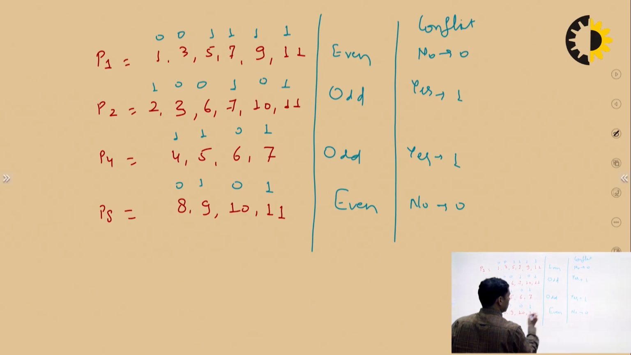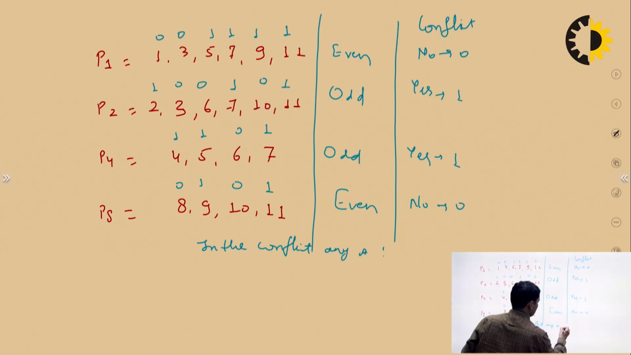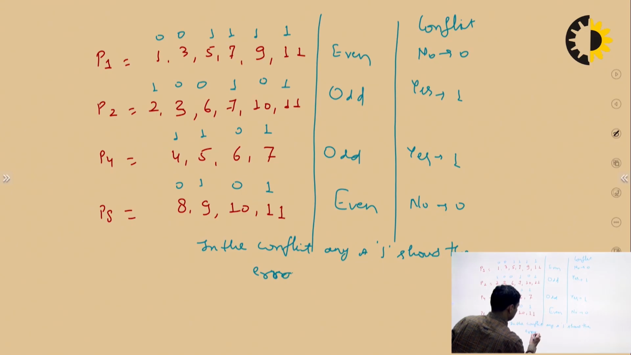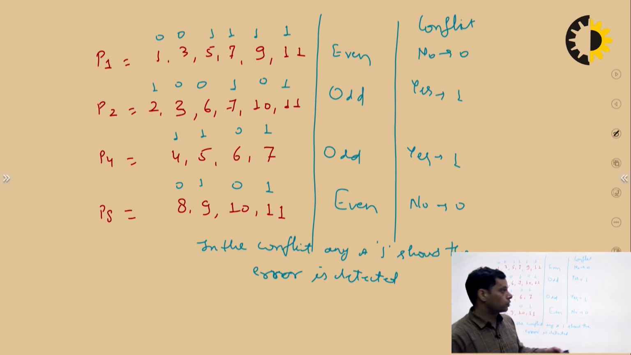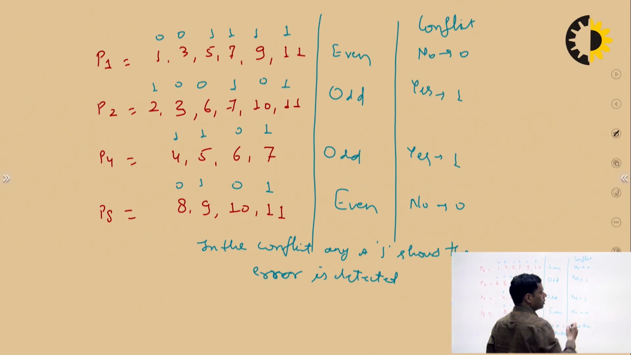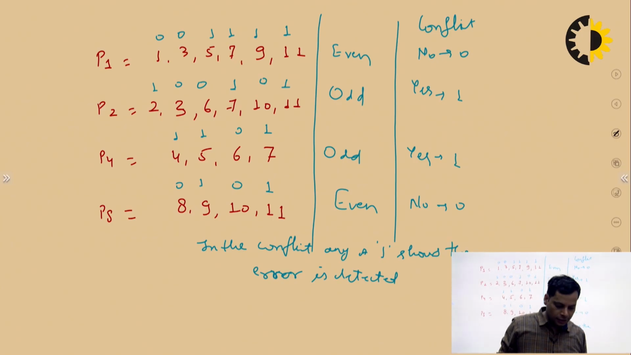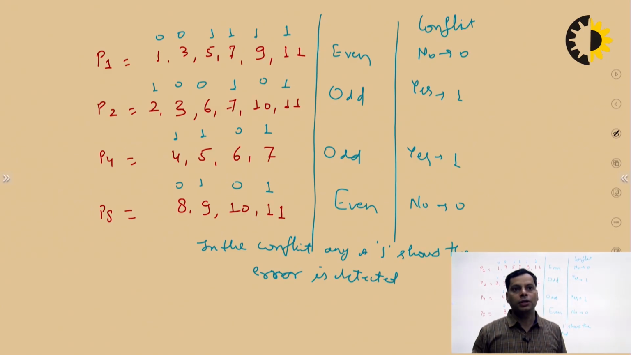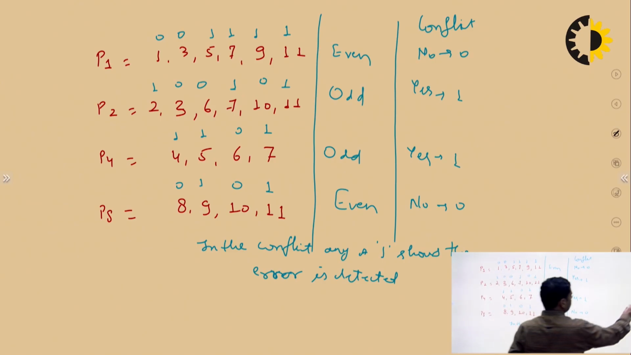In the conflict, any 1 shows that the error is now detected. So the error is detected, and it shows 0, 1, 1, 0, so these two positions have 1. Now it is clear that there is an error here. Now at which position is it? For that, what should we do?